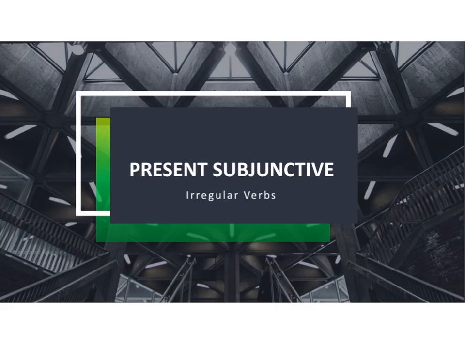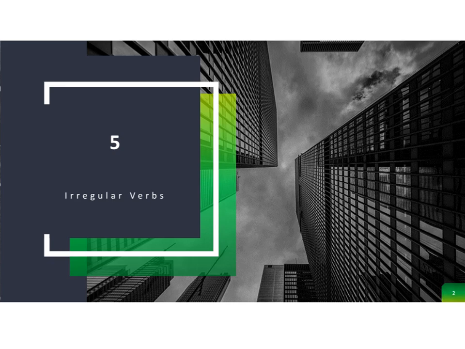We've already learned how to form regular verbs in the subjunctive, so now we're going to learn how to form irregular verbs in the present subjunctive. The nice thing is that we're only going to look at 5 irregular verbs in the subjunctive. So once you see the pattern, it will be really easy to remember these irregulars.